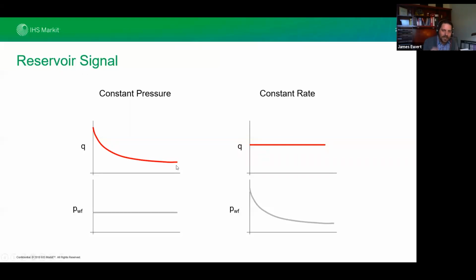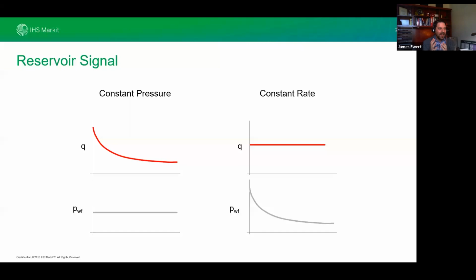That is what we call the reservoir signal. So when I say reservoir signal, this is what I'm talking about. Now, it's true on the constant pressure side, but it's also true on the constant rate side. If we keep that rate constant for a short amount of time, the bottom hole pressure will conversely go from one point down to another, and it will have a curvature to its line, and it will contain that same information. So keep in mind, when I'm saying reservoir signal, I'm talking about the rate and the pressure together. It gives us a full picture of what's going on.